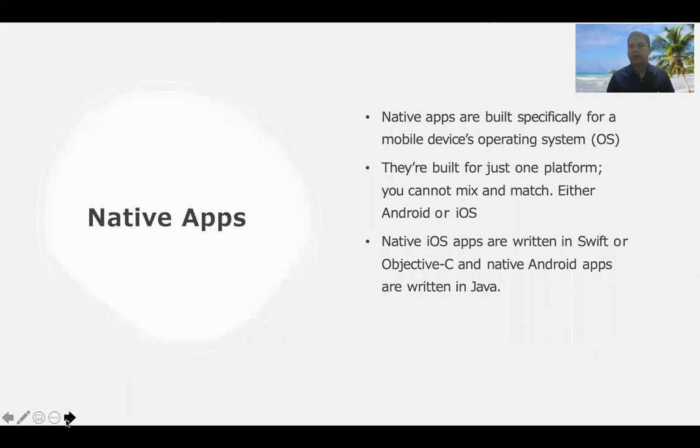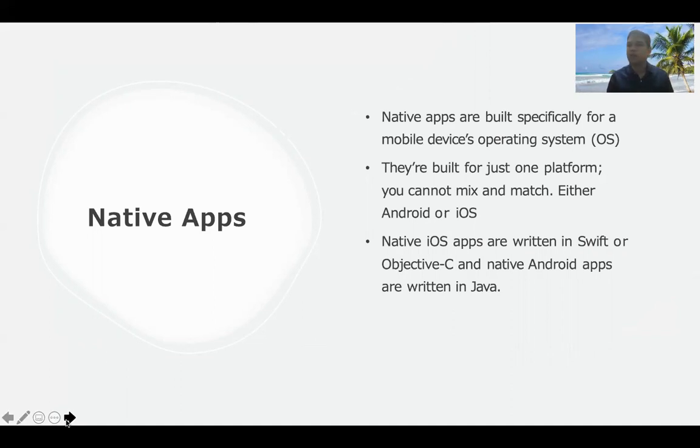In general, in mobile applications, we have two types. The first one is native, the second one is hybrid. We go for the native first, and we can see the difference between native and hybrid applications.